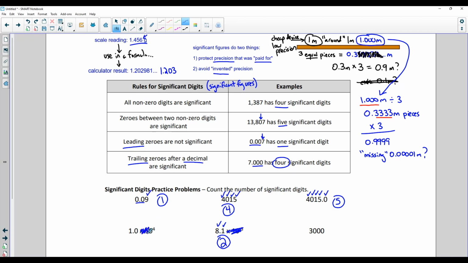Over here, we can ignore scientific notation. And so this is a trailing 0 after a decimal. It counts. And so does the 1. So that's 2 sig figs.